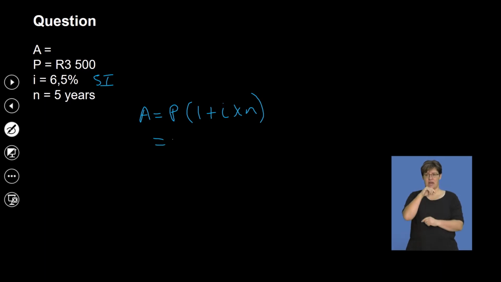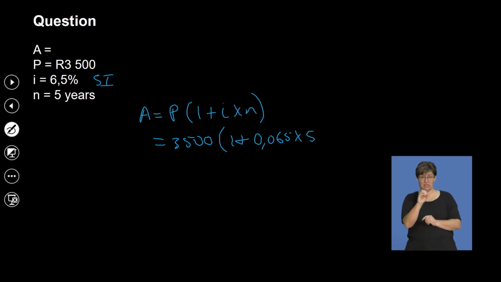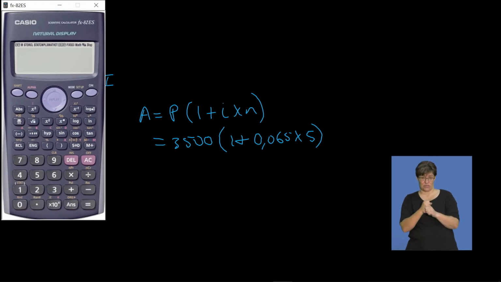Then the P value is 3,500 into 1 plus, remember our interest is 6.5, so you divide that by 100, it gives us 0.065, multiply this by the number of years, which is 5 years. Now if I just go to my calculator, this will be 3,500, open a bracket.